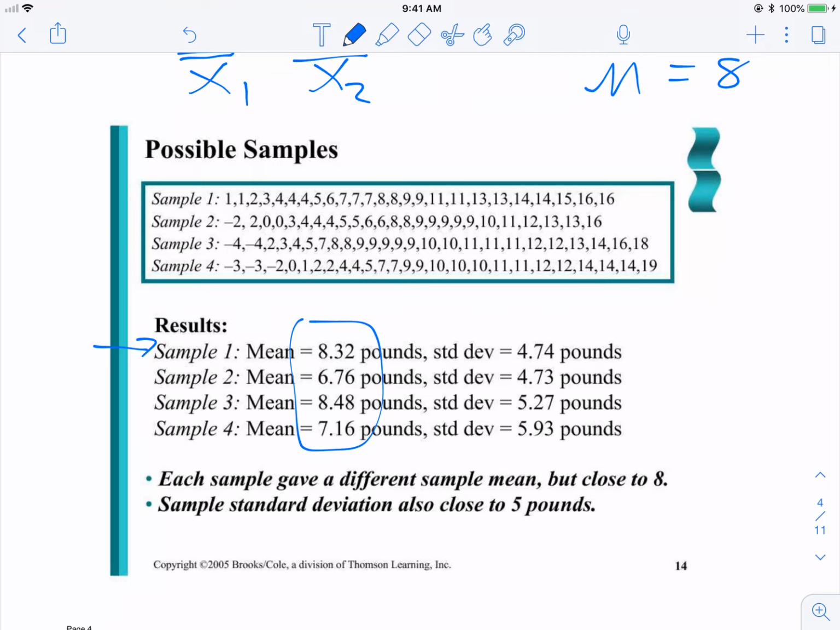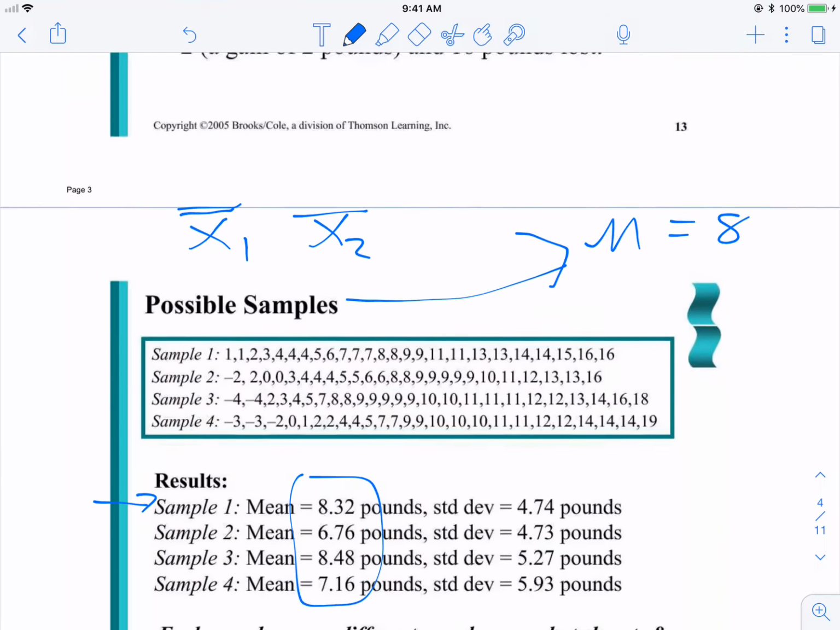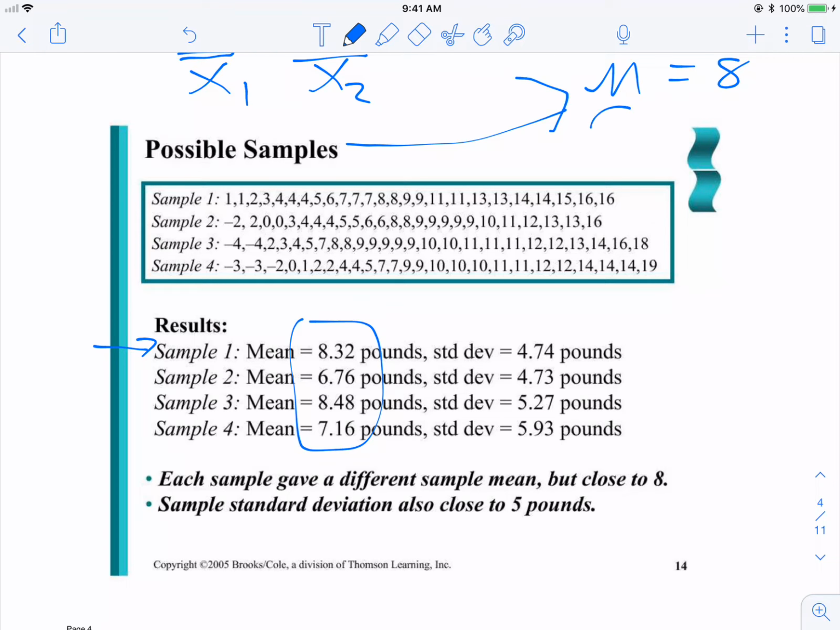Some of those are above 8, some of them are below 8, but you can kind of see where we're going. The big idea is that all of these sample means should average out to become that population mean of mu. Same thing with the standard deviation. We know that our population standard deviation was 5.